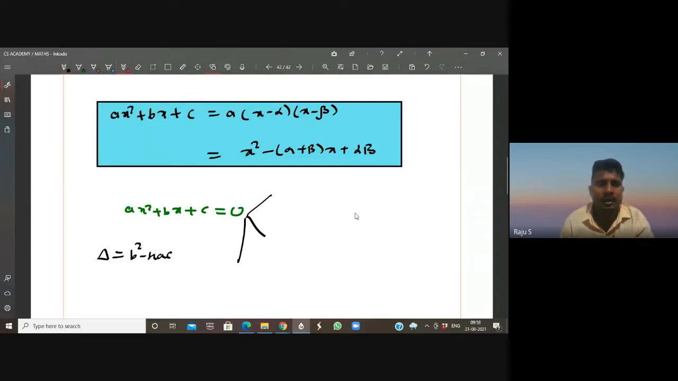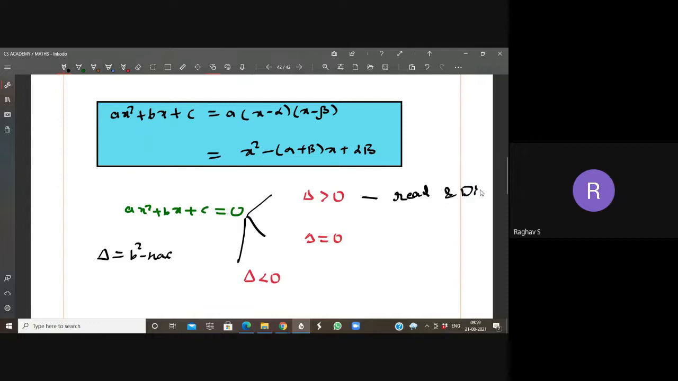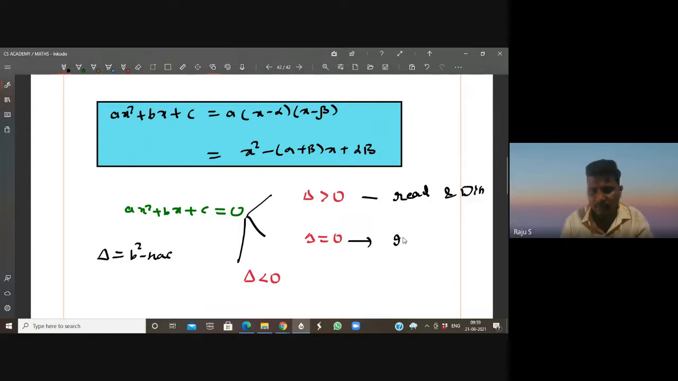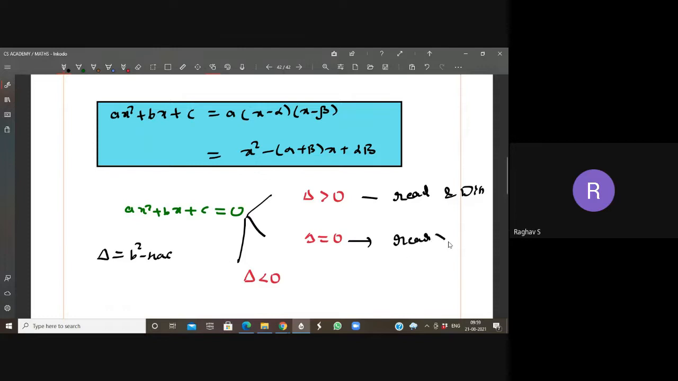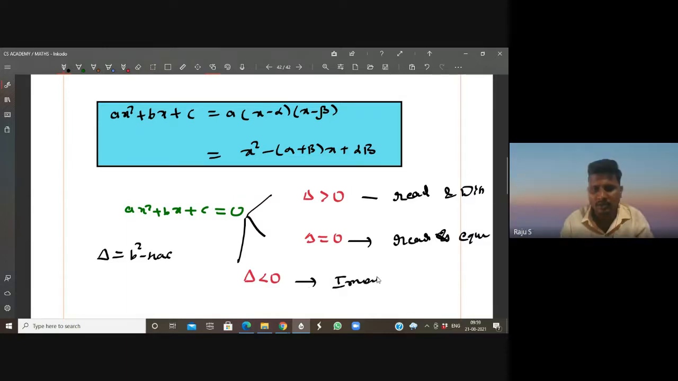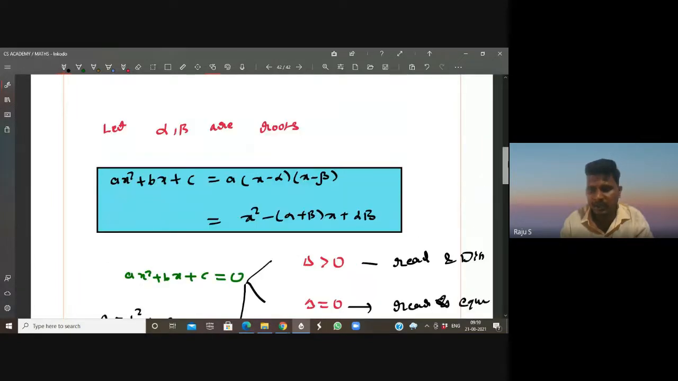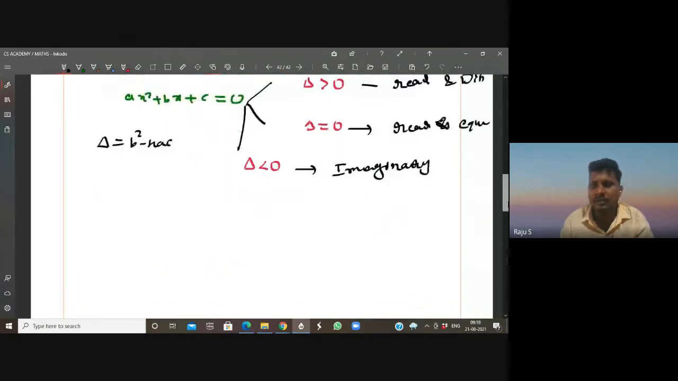As you said, there are three cases. Delta is greater than 0, delta is equal to 0, and delta is less than 0. When delta is greater than 0, what about the roots? Real and distinct roots. Good. When delta equals 0, the roots are real and equal. When delta is less than 0, there are no real roots, that is, the roots are imaginary. Right, students? This is about the nature of the roots.